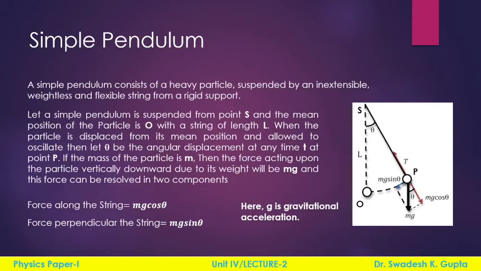Coming to another example of simple harmonic motion, this is the simple pendulum. So what is a simple pendulum? A simple pendulum consists of a heavy particle suspended by a string which is weightless and flexible, and is suspended from a rigid support.